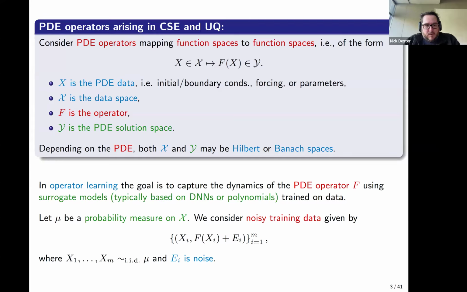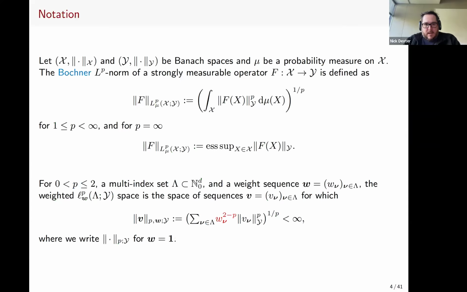So here we're going to let mu be a probability measure on X, and we're going to consider noisy training data given by these pairs x_i and F of x_i plus e_i. We'll have m of these examples that we're going to use for training, and we're assuming that these x_i's are drawn IID from mu, and that e_i is some noise term. So I'm going to need some notation.